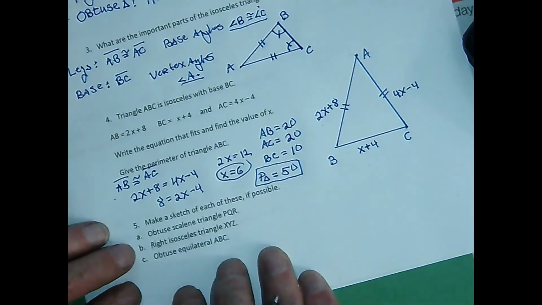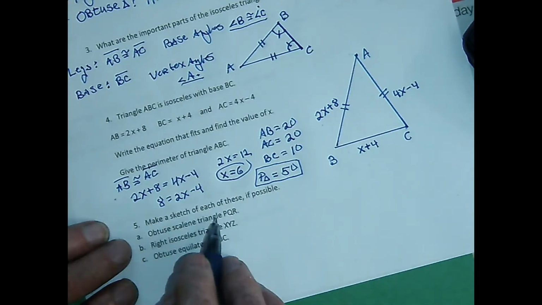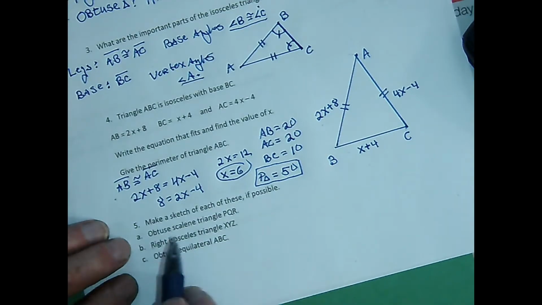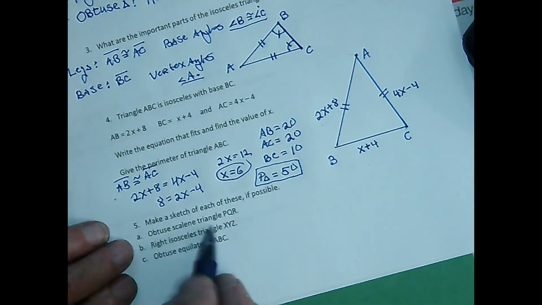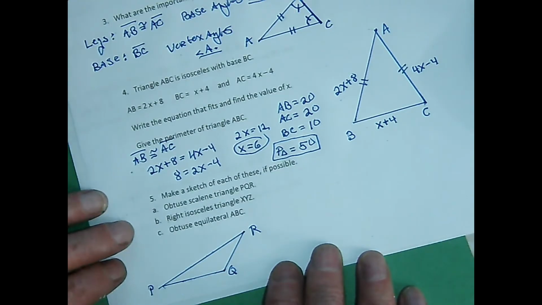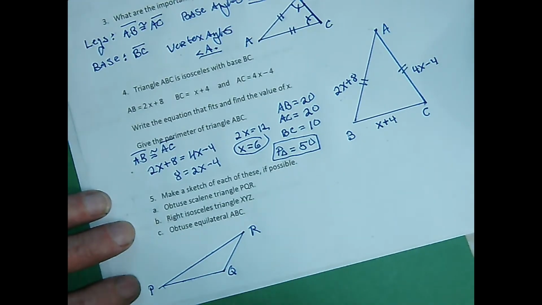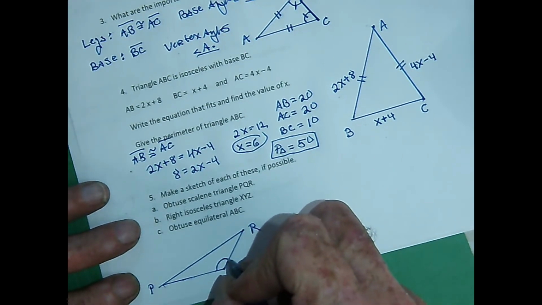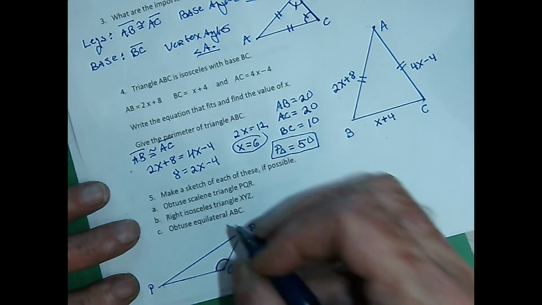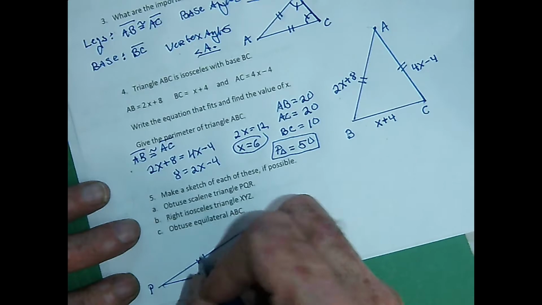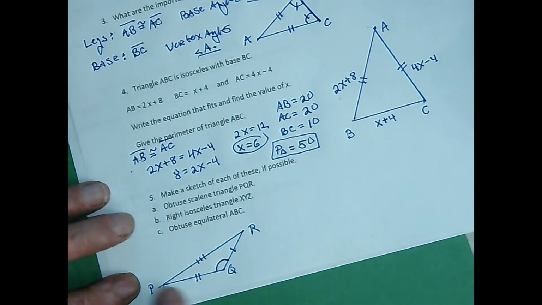This last little part on this page, make a sketch of each of these if possible. There might be some that cannot be done. For example, could you draw an obtuse scalene triangle, PQR? Do so. I drew an obtuse scalene triangle, PQR, and if anybody wanted to argue with me, I'd say, well, this angle is obtuse, and it does apparently look like one, and let me say that this segment is smaller than that one, and that one's smaller than this one, and then you'd have to agree that we have an obtuse scalene triangle.